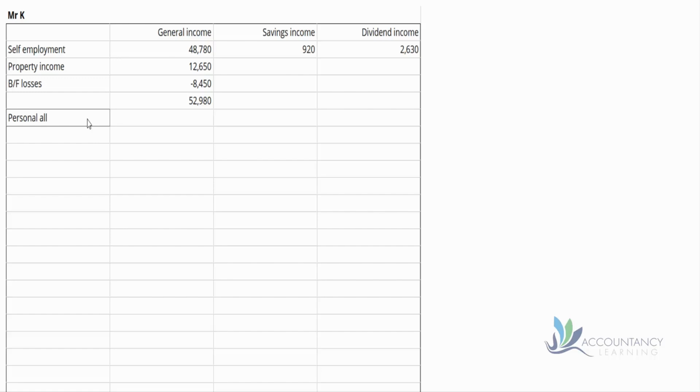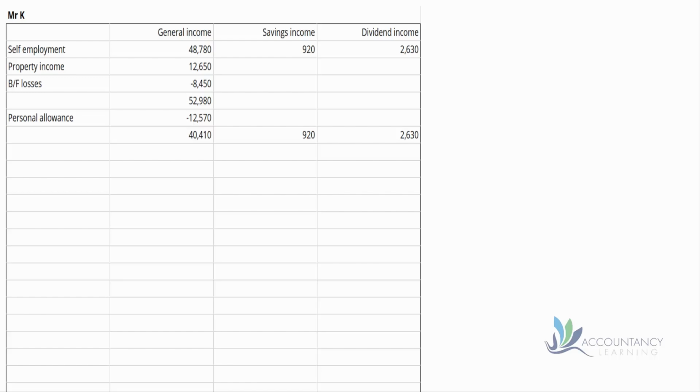So that's all the various types of income, and then we need to consider that there is a personal allowance. Now we can see that the income doesn't exceed 100,000, so there's going to be no adjustment to the personal allowance, so we can put the full 12,570 into the general income column. Now there are allowances for saving and dividend, but that's not personal allowance. Okay, so we're just focusing on the personal allowance for now.